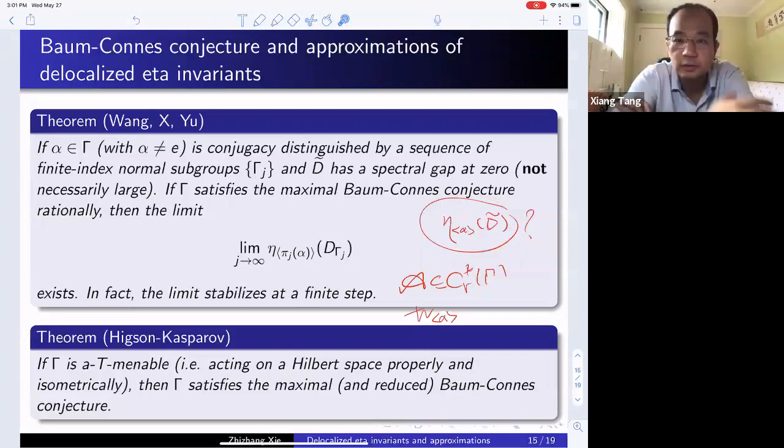Any more questions or comments? Zhizhang, can I ask a question? In your results, you have assumed the Dirac operator D to have a spectral gap. And you also pointed out that there are counterexamples where, when D does not have a spectral gap, the invariant is not well defined. So my question is, do we know any examples where D does not have a spectral gap, but the eta invariant is still well defined?